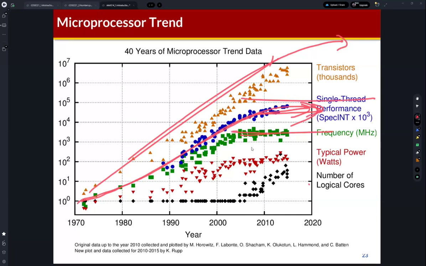Then also the frequency is saturated, and TDP is saturated, but currently the number of logical cores is increasing ridiculously. At this point, we changed to the multi-core era, the multi-core architecture. It means that a single chip includes multiple cores.